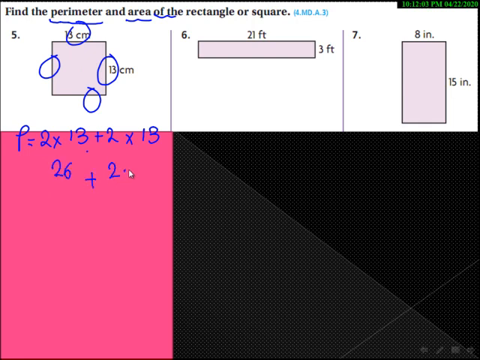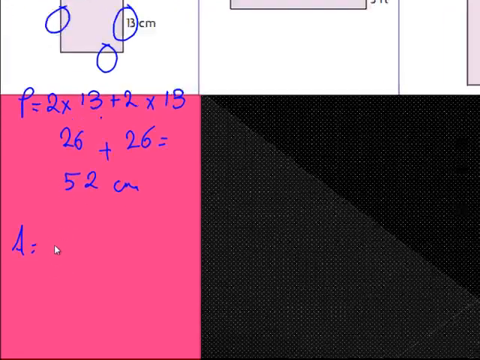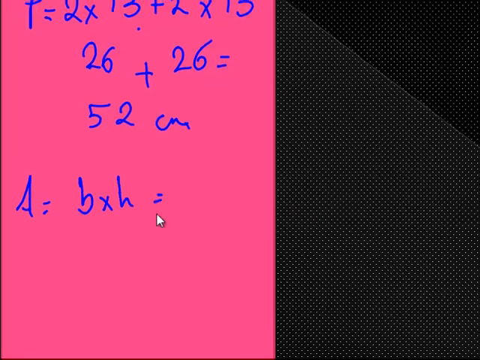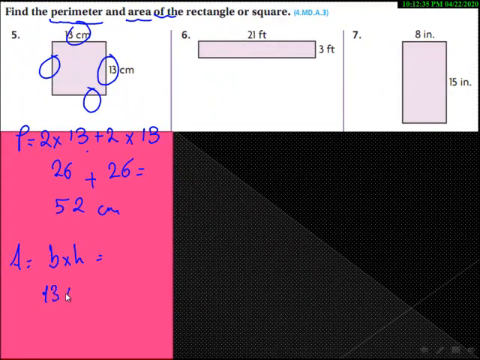26 plus 26. Excellent. 52. 52 what? 52 centimeters according to my units. Okay. Number 5, also I'm going to find its area. Do you remember the formula? Yes, its base times height. Its base here is 13 multiplied by height 13. Do you remember the way?